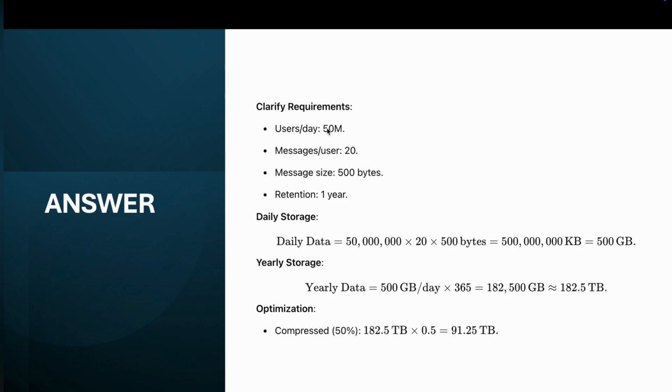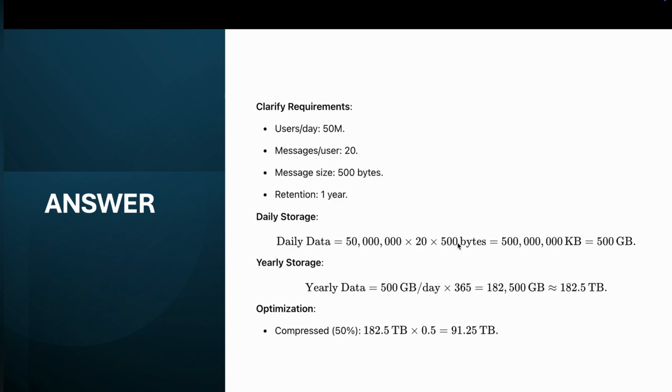So daily storage, let's work on that. 50 million, 50 and 6 zeros. Again, zeros play a very important role, and triplets and zeros make things easy. 20 messages per user, so multiply by 20. 500 bytes is the size of one message, so you multiply by 500. If you do this, 5 times 2 is 10, and then you have 3 zeros and one more zero, so altogether it comes out to be 500 million kilobytes, right?